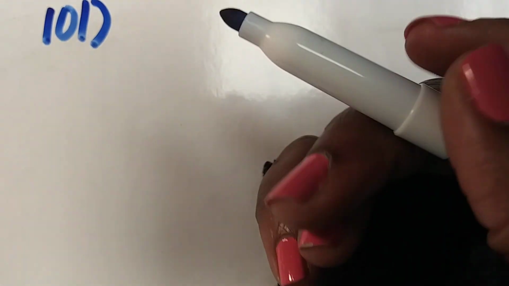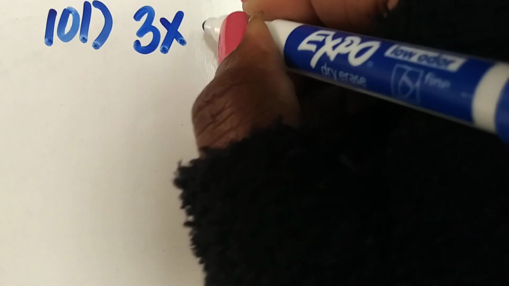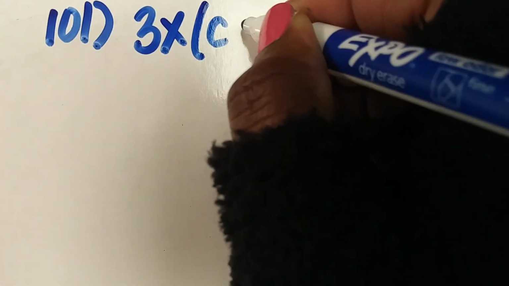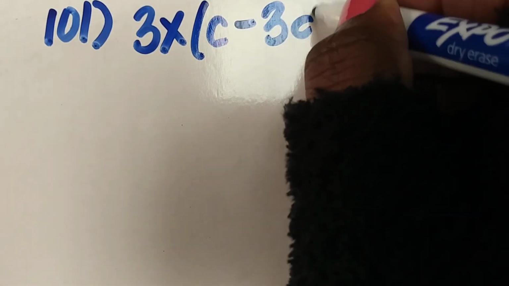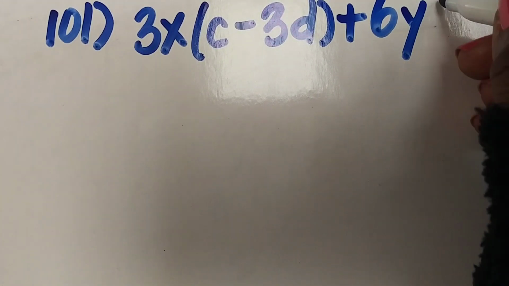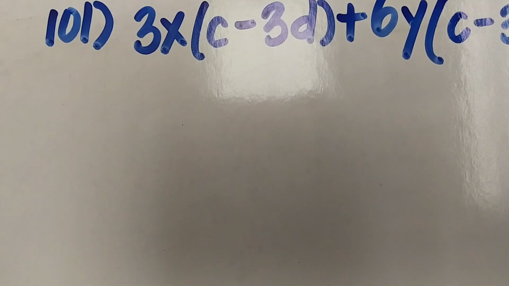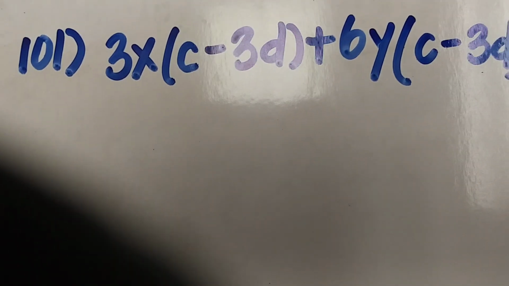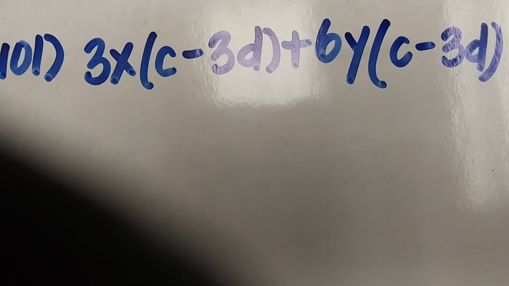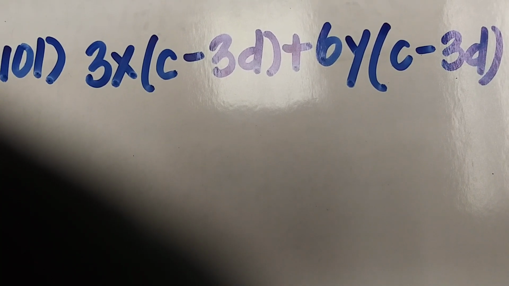And we want to go back just a little bit. Look at 3x times c minus 3d plus 6y times c minus 3d. So I want to go backwards a little bit on this one because I want you to see how we can do extra factoring in a problem.